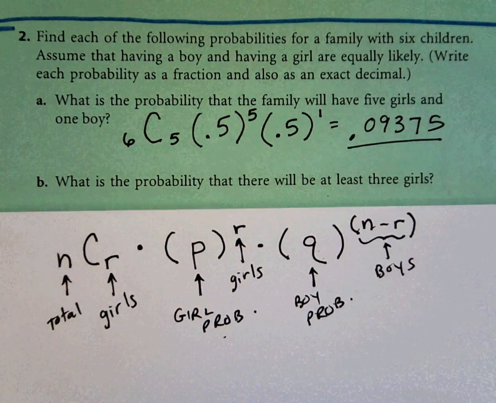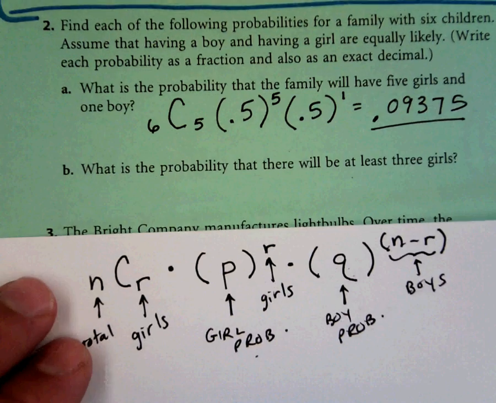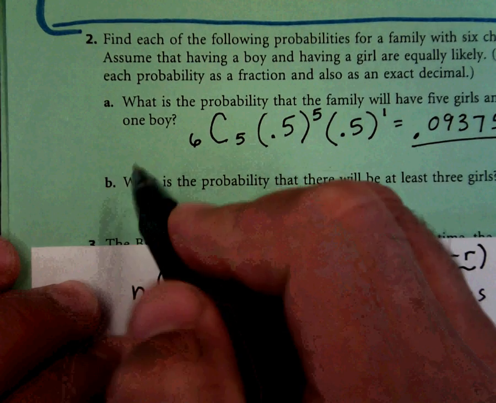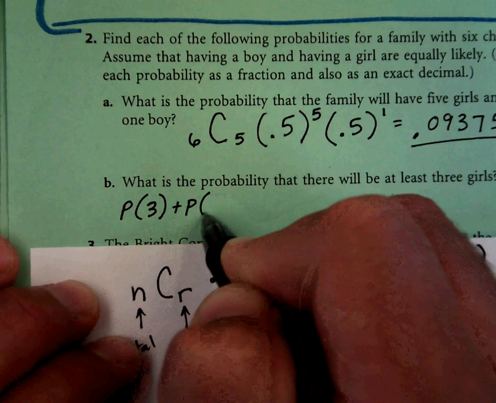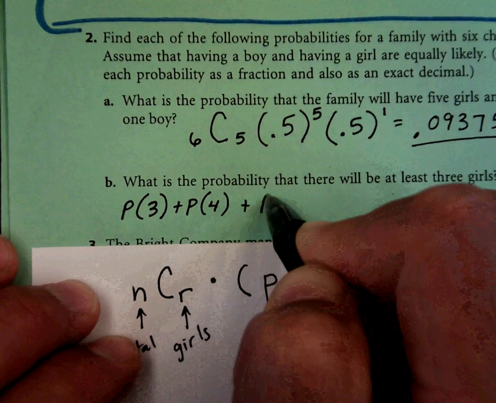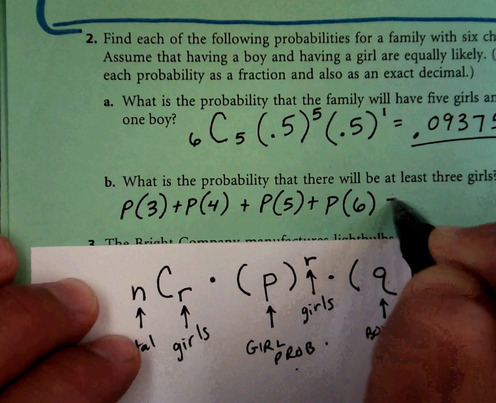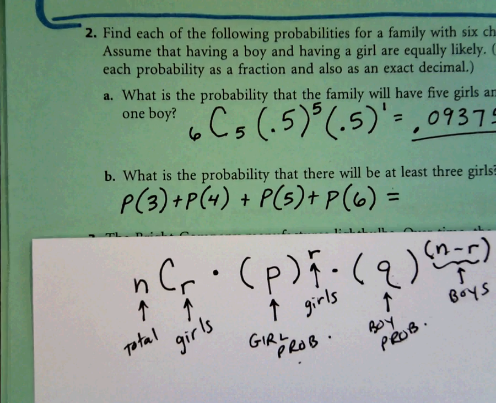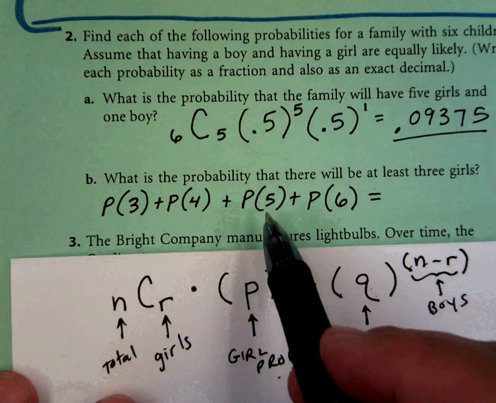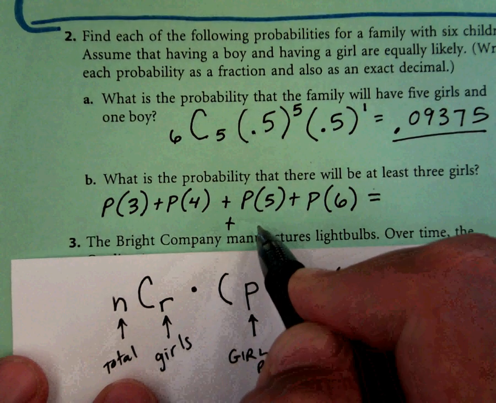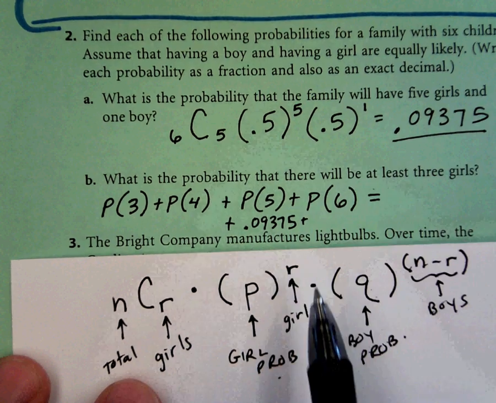Okay, next one. What's the probability that there will be at least 3 girls? For this, you're going to need to do the same thing we just did, but find the probability of 3 girls, and find the probability of 4 girls, and find the probability of 5 girls, and find the probability of 6 girls, and add them all together to get the total. So you'd basically follow the same process from A. We already know the probability of 5 was 0.09375.